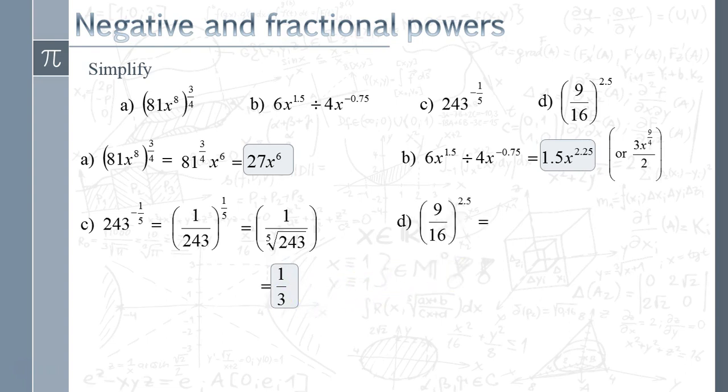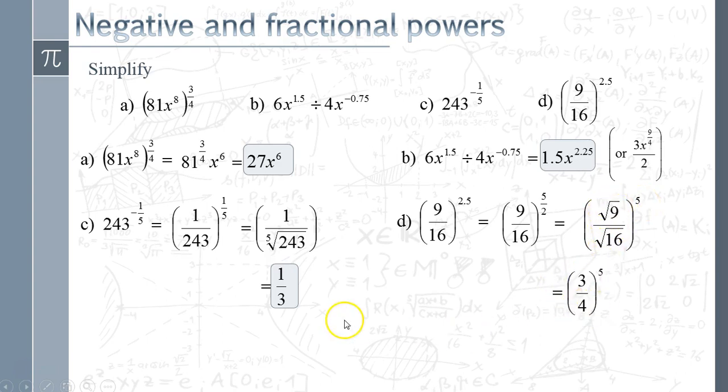In the final example, again I've got a decimal power and it's much easier to deal with this as a fraction. So the first thing I'm going to do is write that 2.5 as a fraction, which is 5 over 2. I've now got 2 on the bottom, which means I'm going to have to do a square root of 9 and a square root of 16. Notice I've dealt with the 2 on the bottom, so I'm just left with the power 5 on the outside. Do the square root, so that's going to be 3/4 to the power 5, and then finally 3/4 to the power 5 is 243 over 1024, and there we go, I'm done.